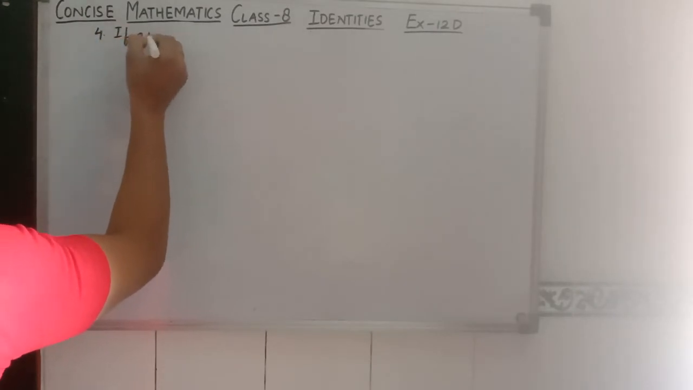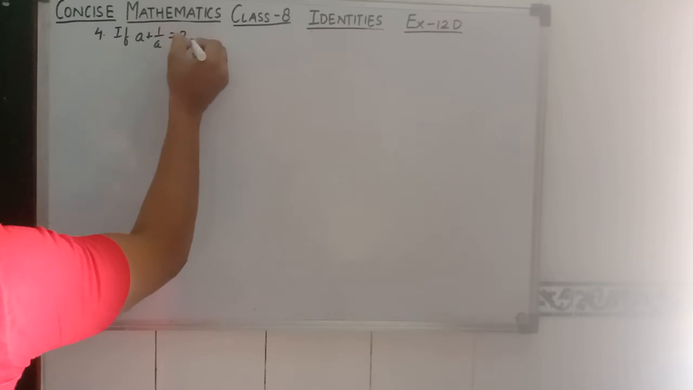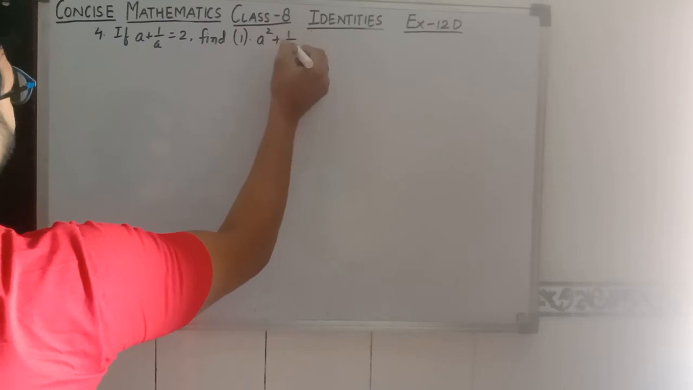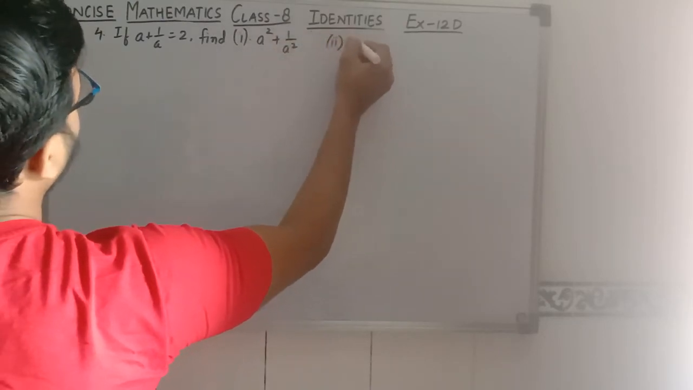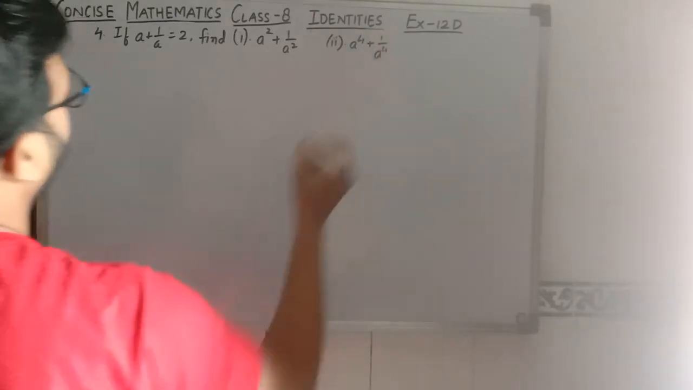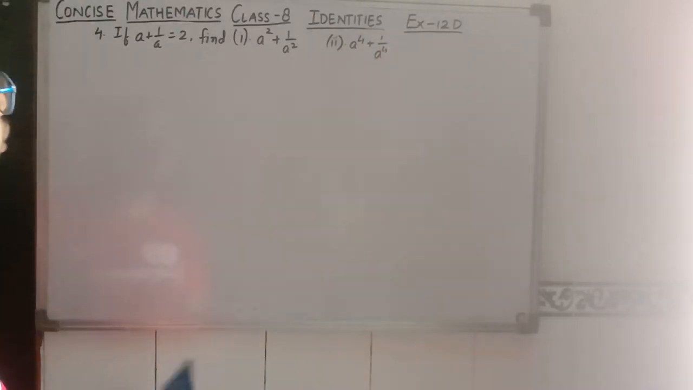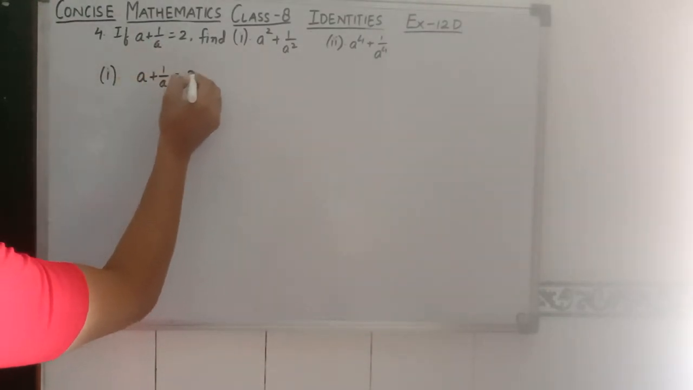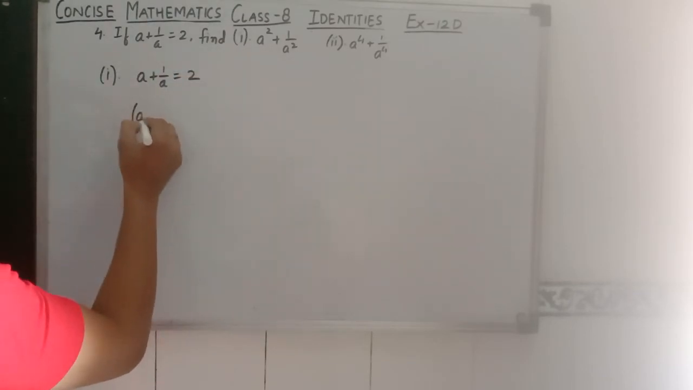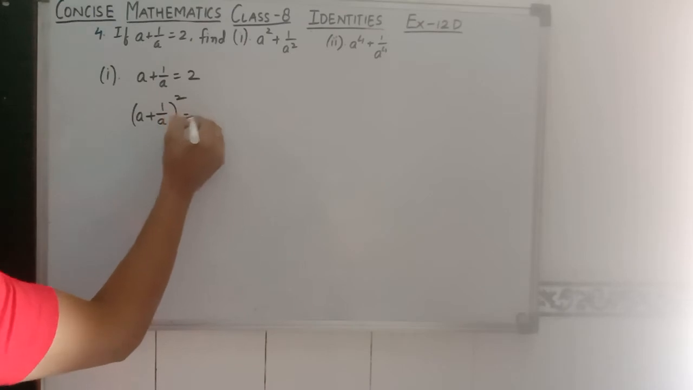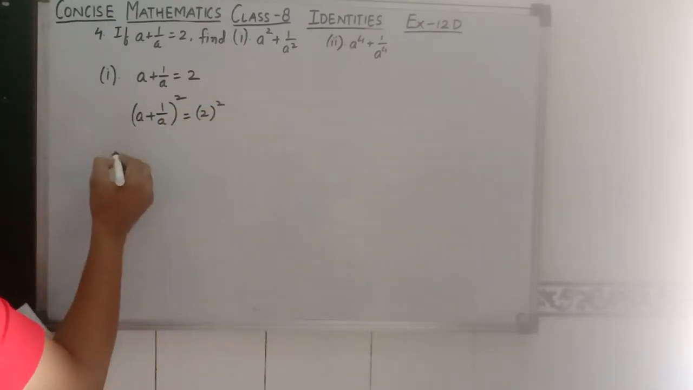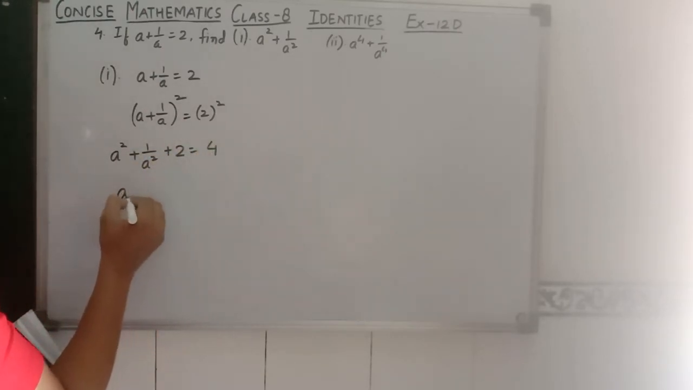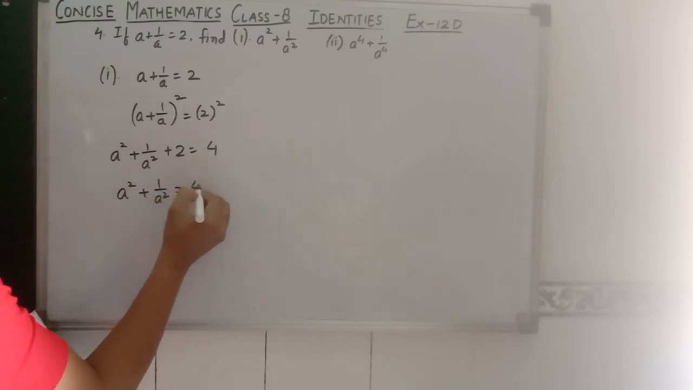In this, if a plus 1 upon a is equal to 2, we have to find 2 parts. In the first part, we have to find the value of a square plus 1 upon a square. And in the second part, we have to find the value of a to the power 4 plus 1 upon a to the power 4. So this information is given for the calculation of the first part: a plus 1 upon a is equal to 2. Because we want the value of a square, so squaring both sides. (a plus 1 upon a) whole square is equal to 2 square. Now the formula gives a square plus 1 upon a square plus 2 is equal to 4. Now we shift 2 to the other side, so it will become 4 minus 2.